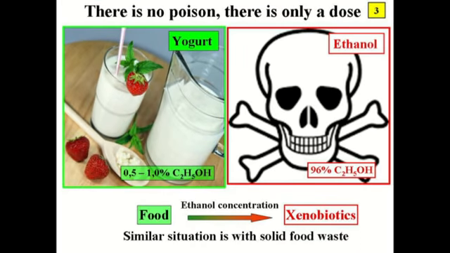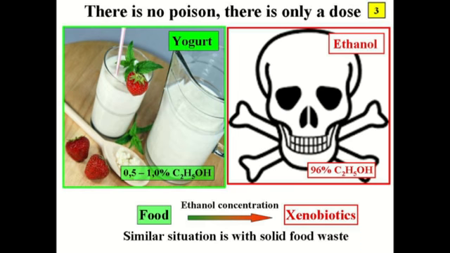We'll illustrate this situation on the example of ethanol and volatile fatty acids. Everyone knows that yogurt is a food product with valuable medical properties. The concentration of ethanol can reach 1% in it. It is non-toxic to the organism in such concentration. In contrast, when ethanol concentration rises up to 96%, it becomes a deadly poison.